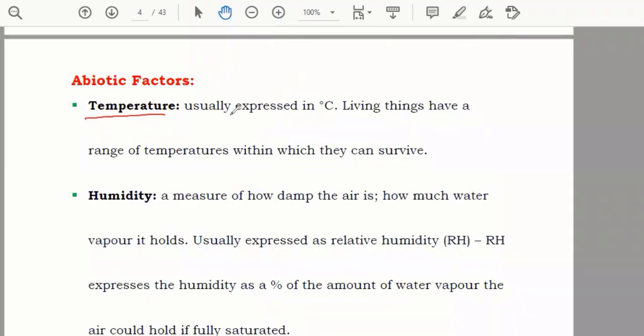So when we talk about temperature, normally in physics and chemistry, temperature is the degree of hotness or coldness of an object. That's known as its temperature. And it has different units. You have Kelvin, you have Fahrenheit, and you have degree Celsius or centigrade.